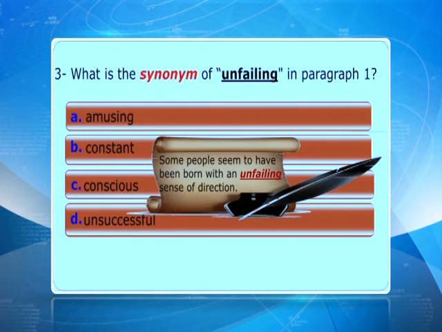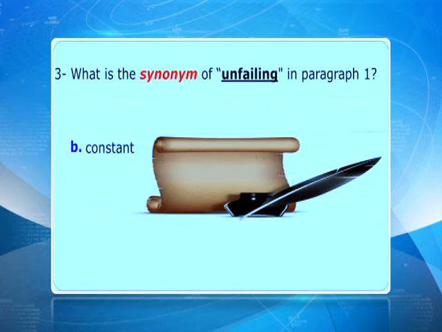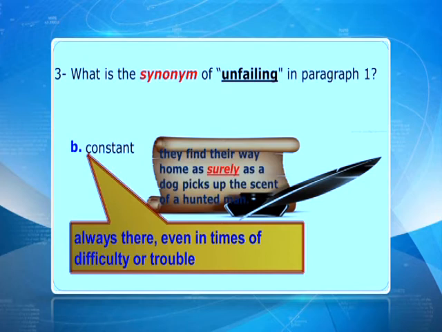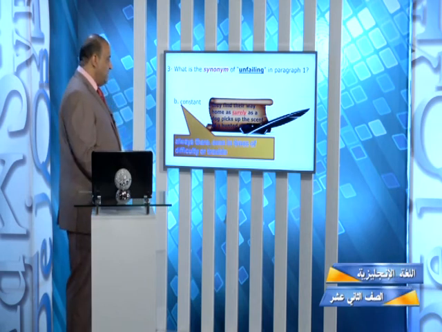Question number 3. What's the synonym of unfailing? In paragraph number 1, it is written, "Some people seem to have been born with an unfailing sense of direction." Unfailing is the opposite of failing. So we are talking about something good, something successful. Our choice is constant, which means always there, even in times of difficulty or trouble. Back to our justification: "they find their way home as surely," this is extremely important, "as a dog picks up the scent of a haunted man."